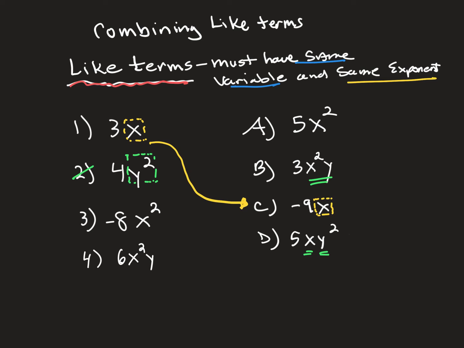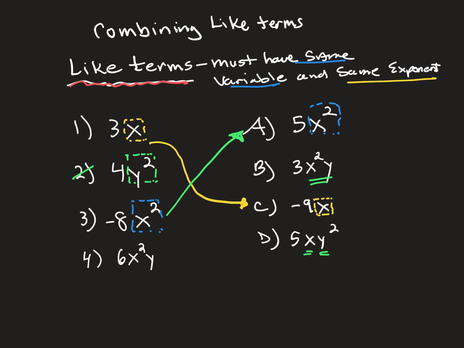In number 3, what do you think would be like number 3 in letters A, B, C, or D? Notice how the x is squared, and notice how in this one the x is also squared. So it has the same letter with the same exponent. So these two are considered like terms. Those two match, they go together.